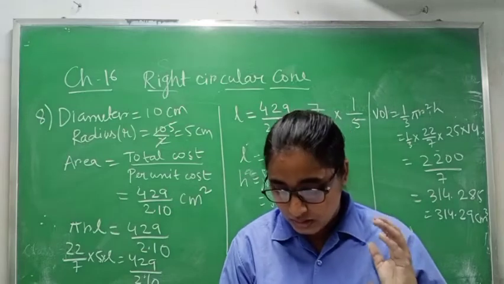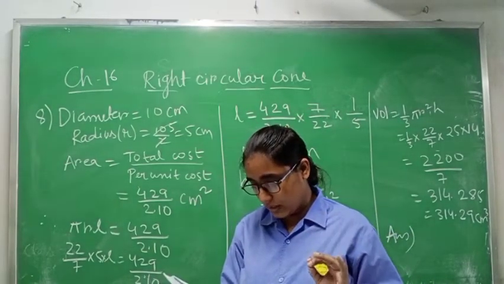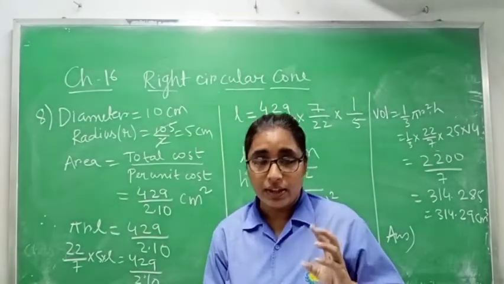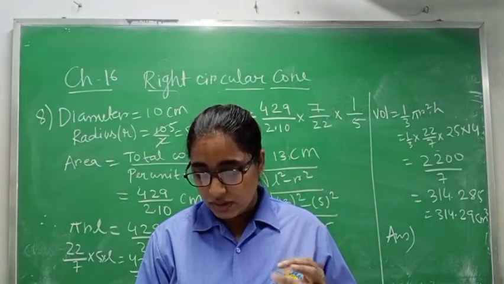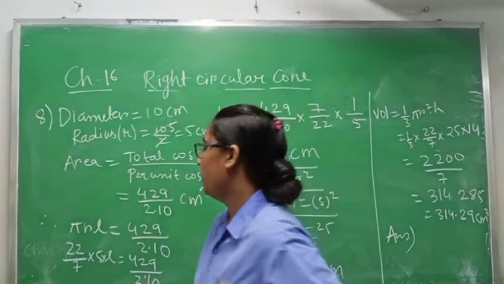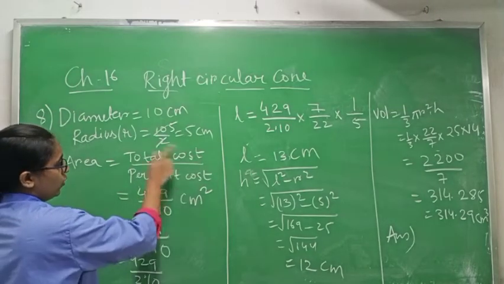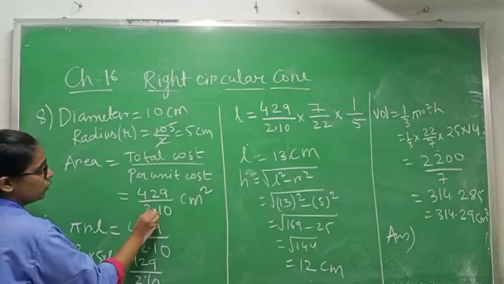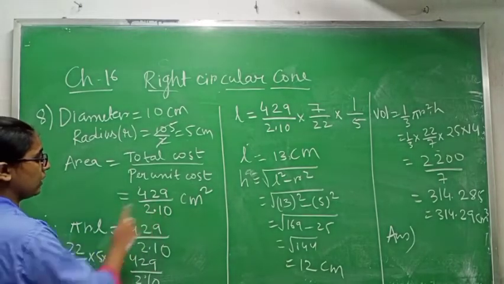And what is the rate? Rate is rupees 2.10 per centimeter square and total cost is rupees 429. Whenever total cost is given to you and rate is given to you, means per unit cost is given to you, then how you will find area? Area equals to total cost by per unit cost. So what is total cost? 429 and per unit cost is 2.10. Okay, means 2 rupees 10 paise.